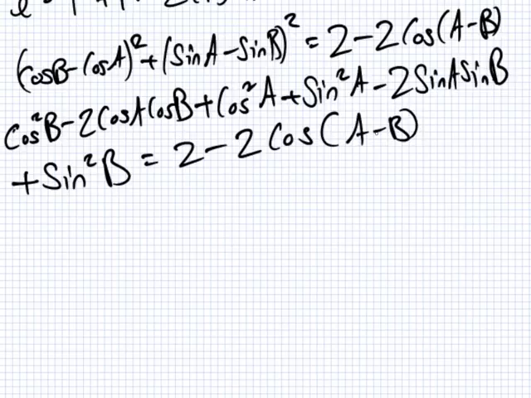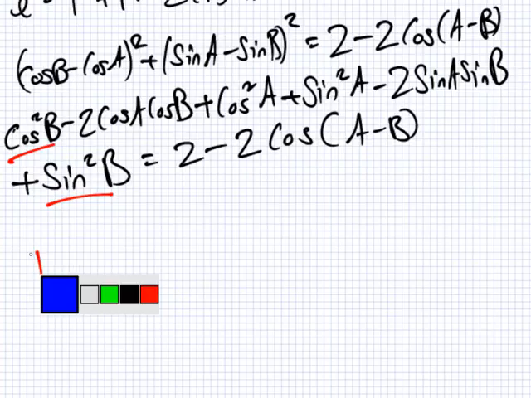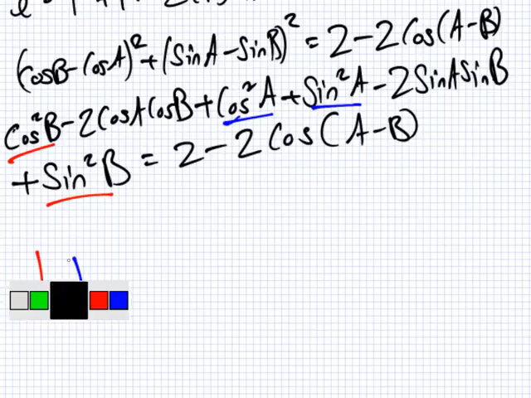Time to perform some magic. We can group things together here because cos squared B plus sine squared B, what's that? 1. And cos squared A plus sine squared A is 1. So is it plus 1 or minus 1? Plus.